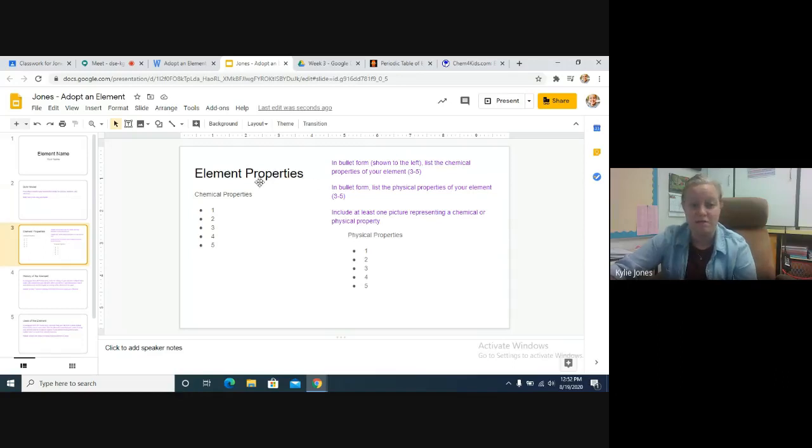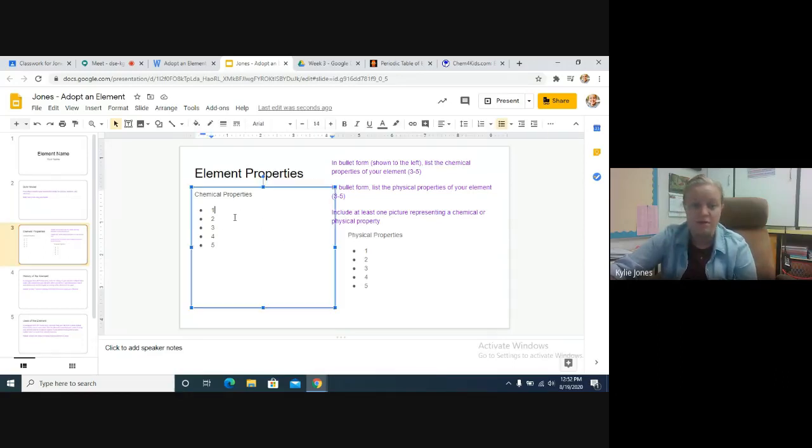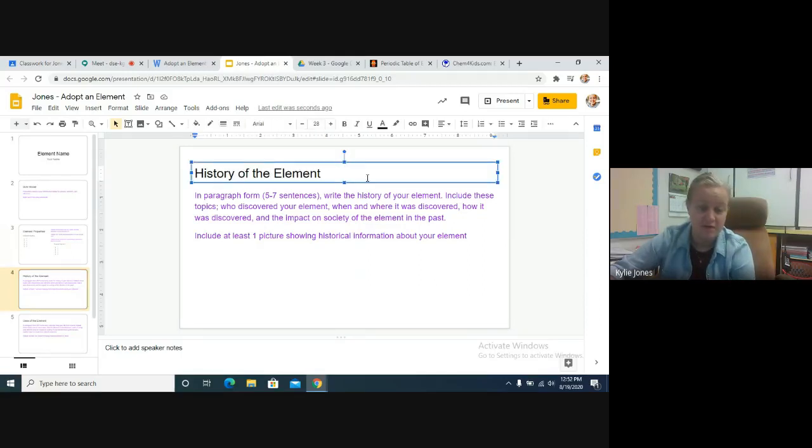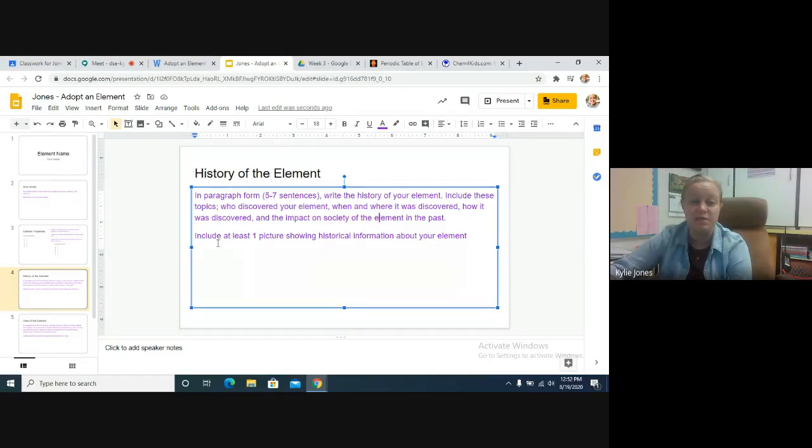Slide 3, again, if it's in black, leave it the same. So slide 3, if you find a chemical property, you would delete the 1 and say, this is my chemical property here. Okay, but we're going to leave that there for now. Purple stuff is just for you to follow these directions, and it tells you what you need to do on this slide. You can delete it at the end. Okay, slide 4 is the same thing. History of the element's going to stay there because it's just the part that you need to keep the formatting the same. The purple stuff tells you what you need to be typing. So writing a history of your element in paragraph form, 5 to 7 sentences, and then a picture.